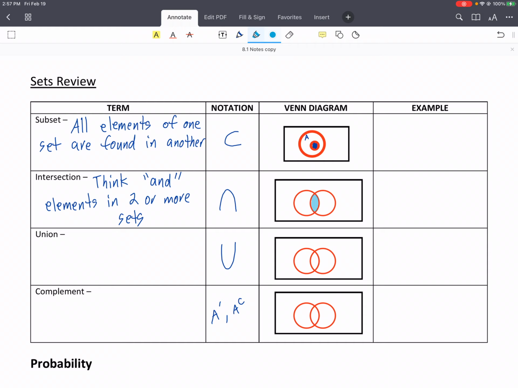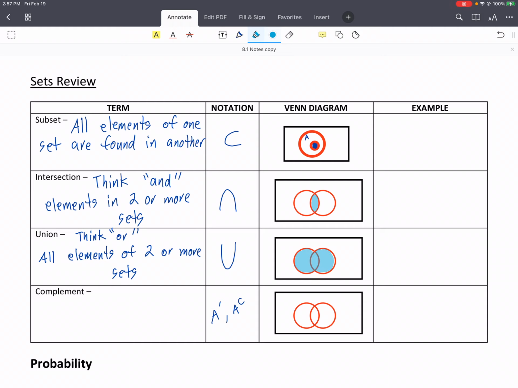Union, if we just keep on shading, we'll go down, was, remember, think or. So it's all elements of two or more sets. So if we shade it, it would be everything. Pardon my really quick shade job. Guess it's not so quick.